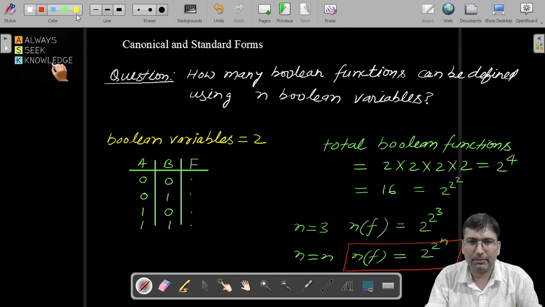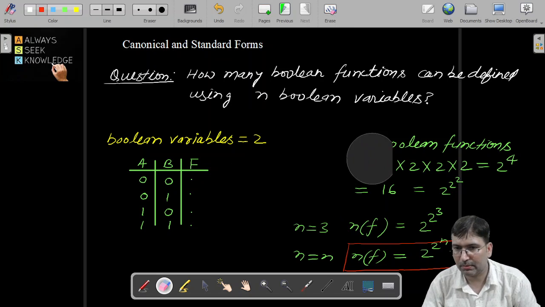Now that is okay. You define a number of Boolean variables. Let me wipe it out.